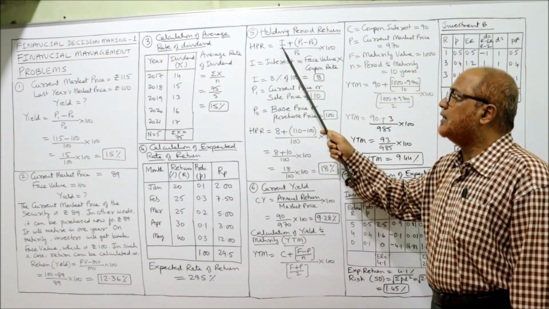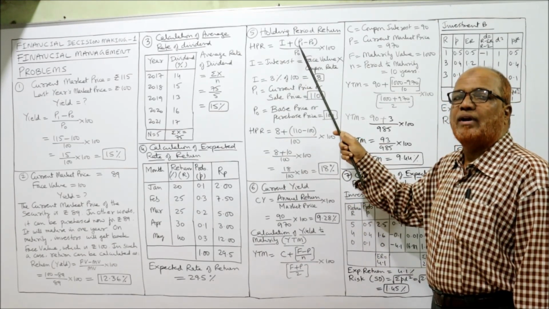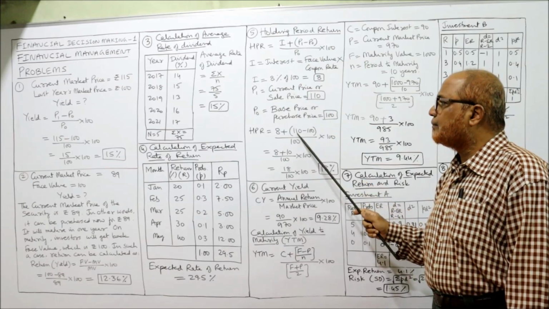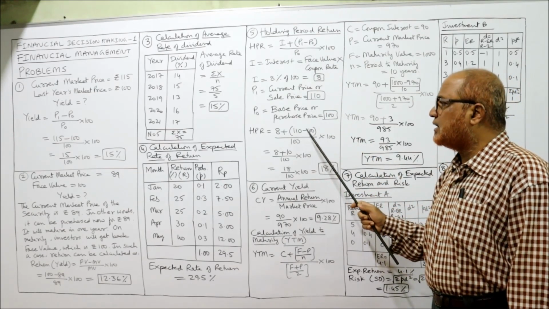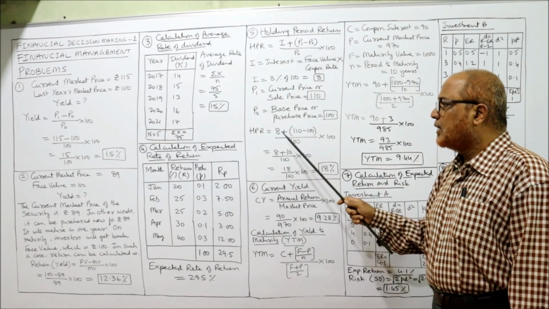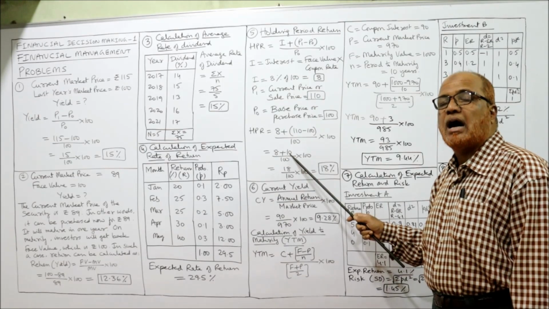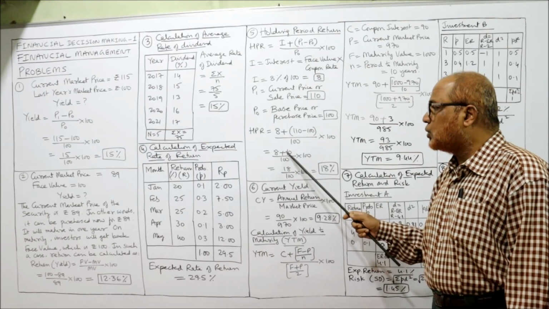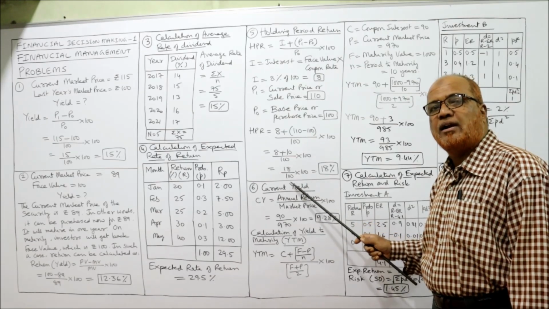HPR is equal to I. I is how much? 8 rupees. P1, at the end of 1 year, 110 rupees. PO, that is purchase price 100. So 110 minus 100 plus 8. So 8 rupees is the interest, 10 rupees is the capital appreciation. So totally 18 rupees he is going to get on an investment of 100.